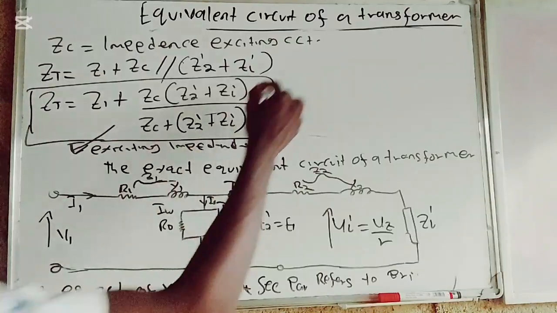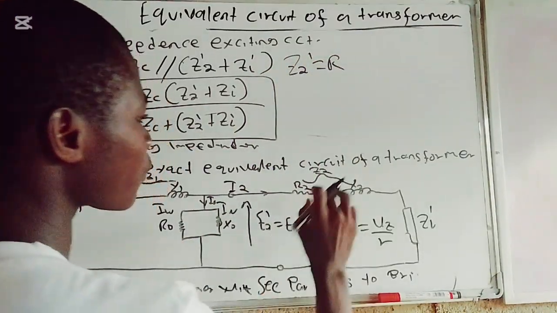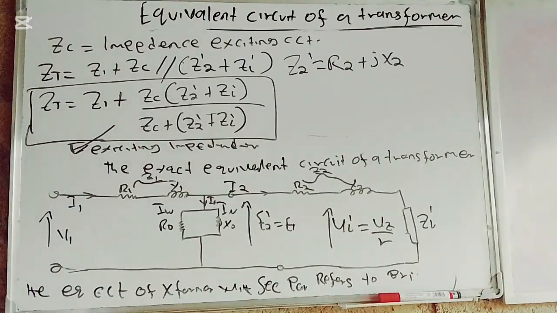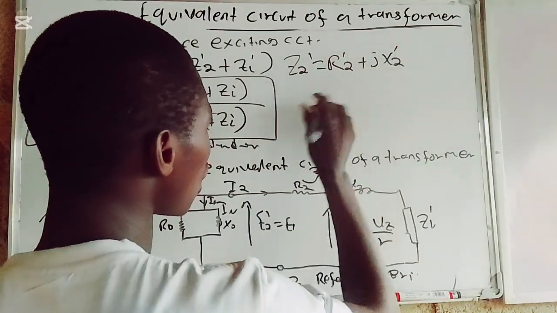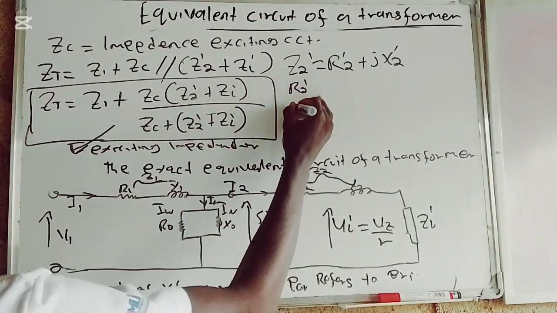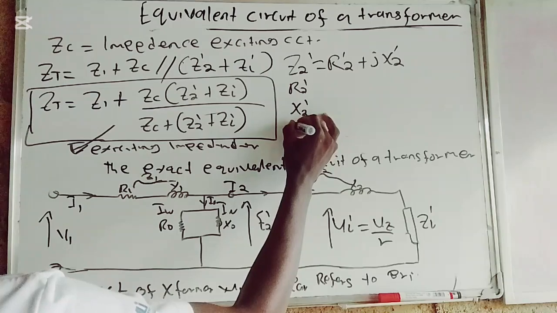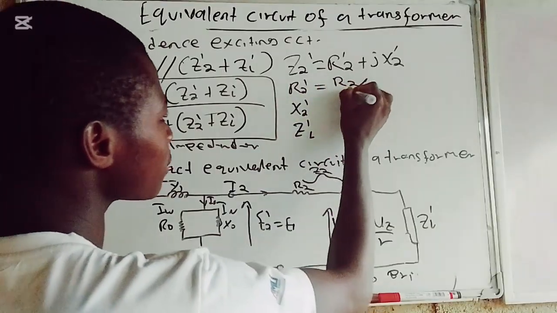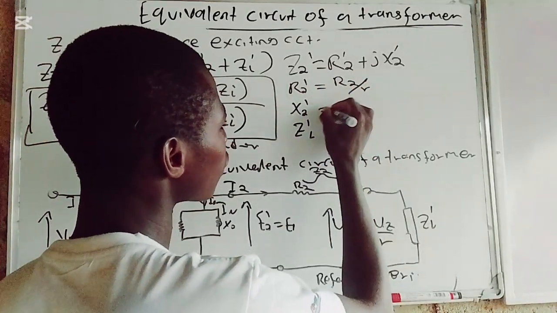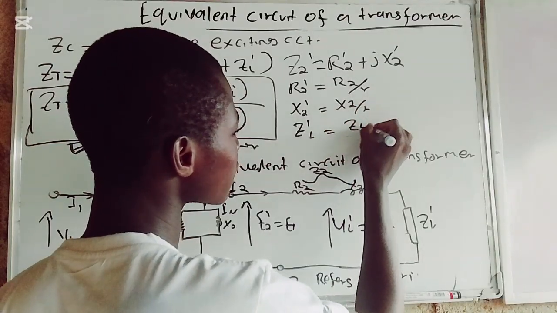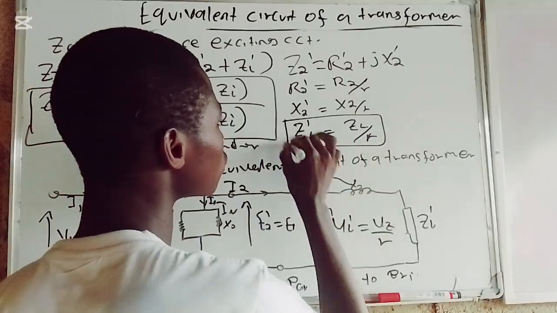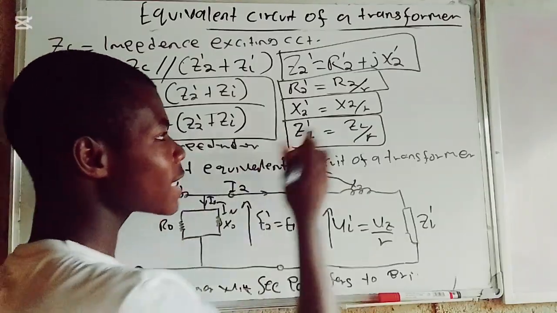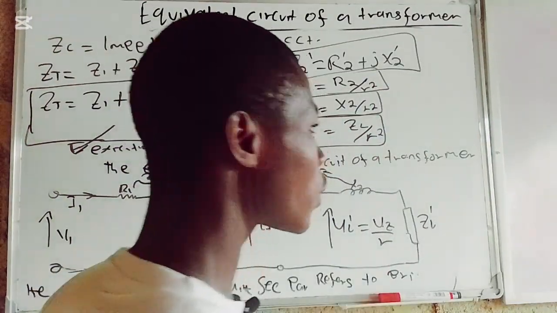And we have Z2 prime, which is the same thing as R2 plus jX2, and it has to be prime, all with prime. We have the R2 prime, and also we have the X2 prime, and also we have the ZL prime. And therefore this R0 prime is the same thing as, as we did before, R2 over R, X2 over R, which is also ZL over R. So all these formulas are very important. But in this case, this has to be squared, all squared.